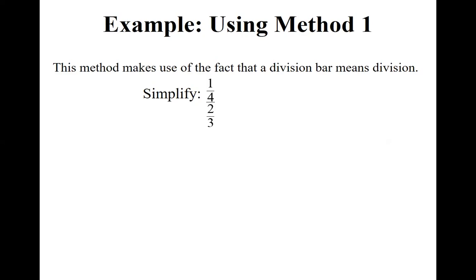We have two methods to handle this. The first method takes advantage of the fact that a division bar means division. A fraction bar means division. So if we're going to simplify 1/4 over 2/3, that's the same as saying 1/4 divided by 2/3, and we know how to handle that. Keep, change, flip, or keep, flip, change, the Colonel's secret recipe.